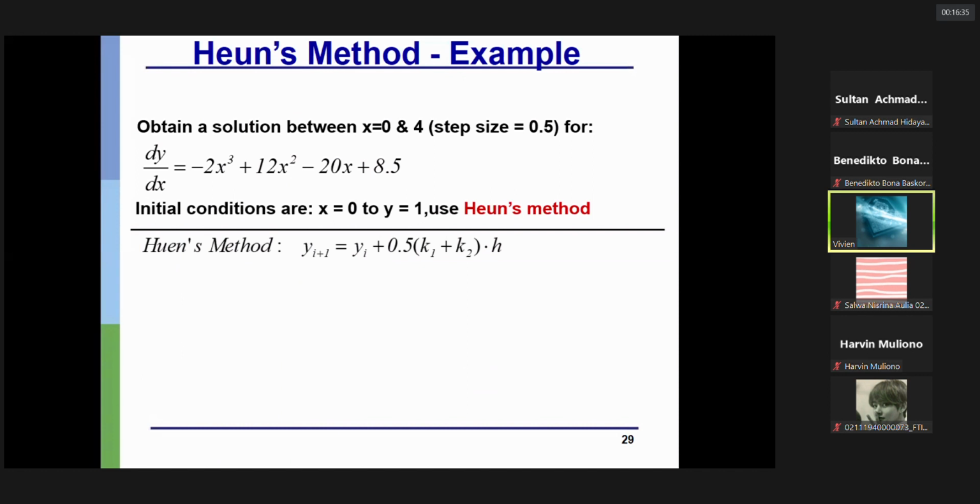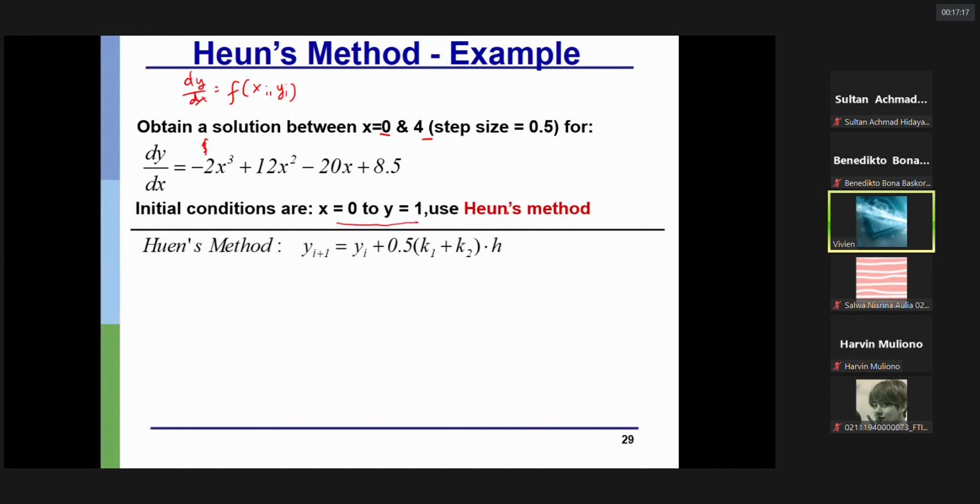So if we have the same example as before, for example, we have dy over dx, which is the equation. dy/dx will be a function of xi, yi. So this is the function. And we want to find the solution between x0 and 4 with a step size of 0.5, with the initial condition x equals 0, y equals 1. So this is the initial condition.